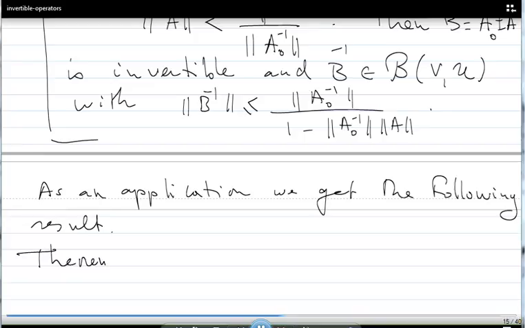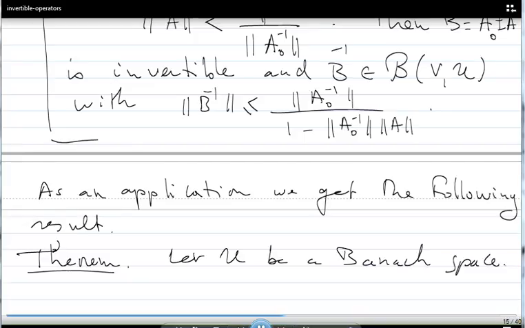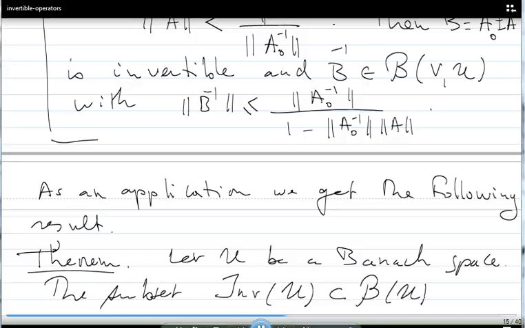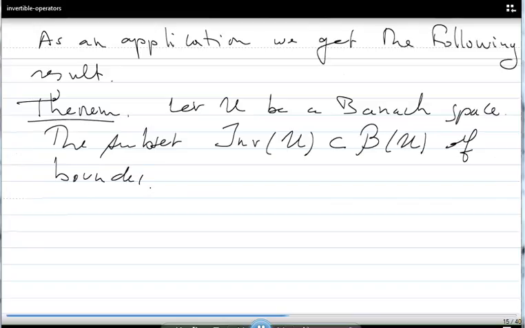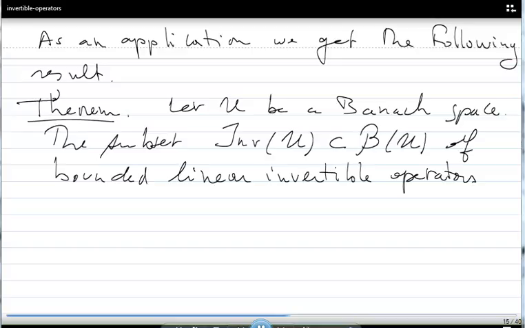Theorem. Let U be a Banach space. Then the subset of invertible bounded linear operators defined on U, Inv(U), is an open subset of B(U). Be very careful.